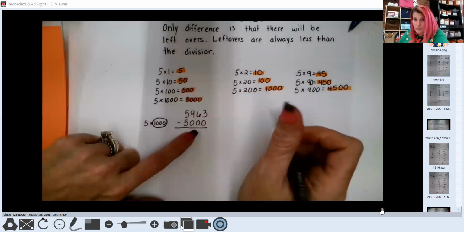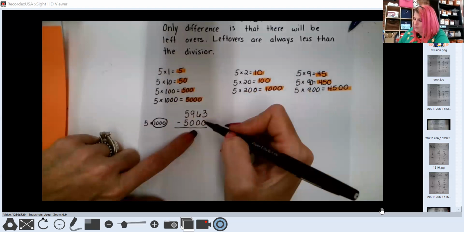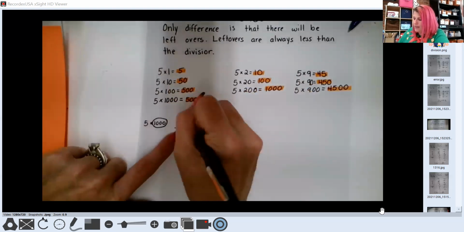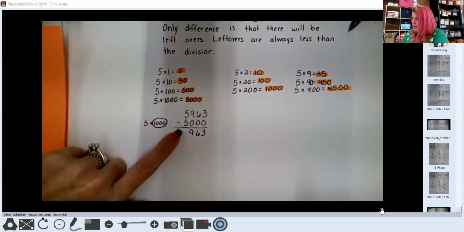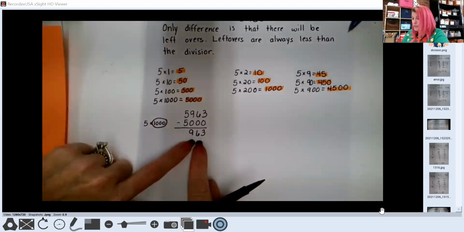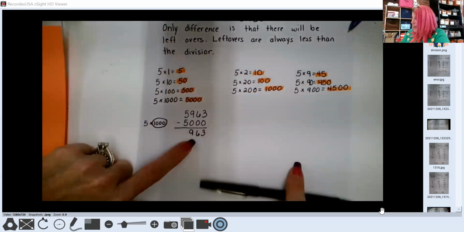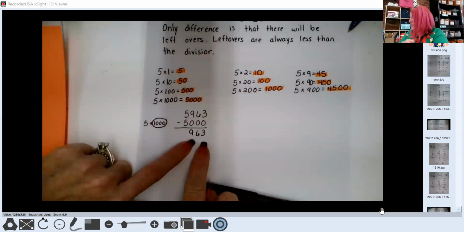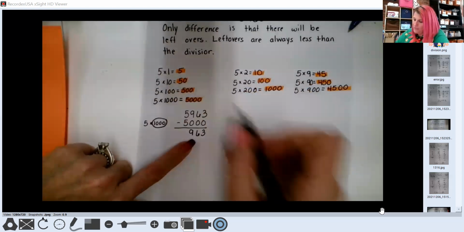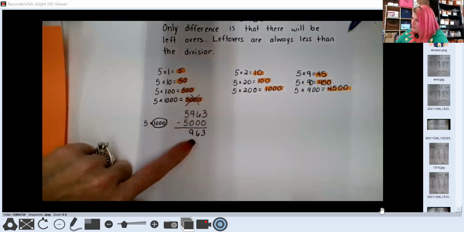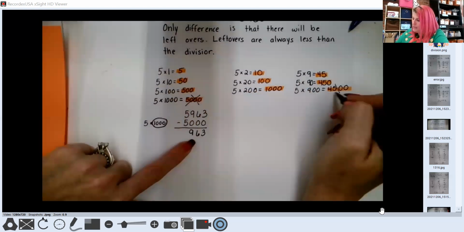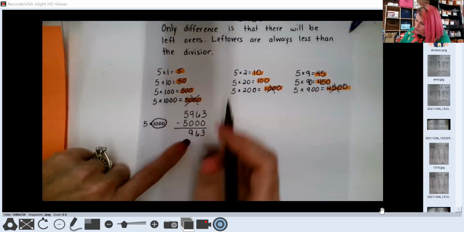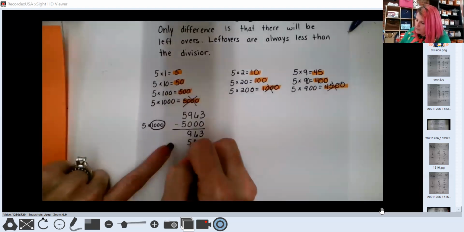I always start with my ones place. 3 minus 0 is 3. 6 minus 0 is 6. 9 minus 0 is 9. And then 5 minus 5 is 0. I have 963 left. So now I'm going to go through this list, and any multiple that's bigger than 963 has to go. So 5,000, that's gone. 4,500, can't use it. 1,000, can't use it. My next is 500, so that's the next chunk I'm going to take out.